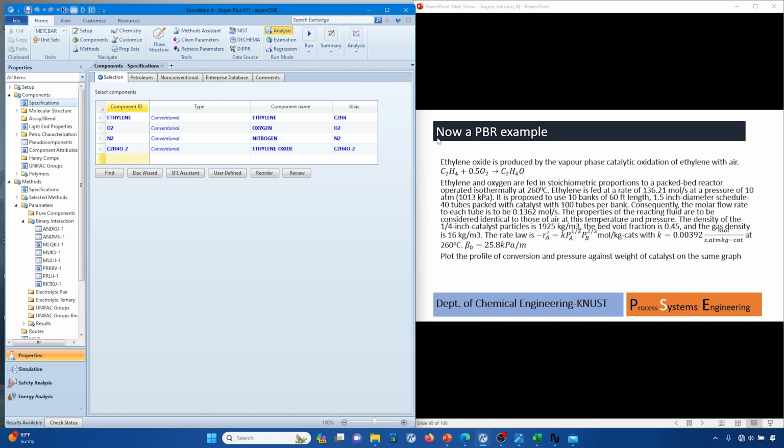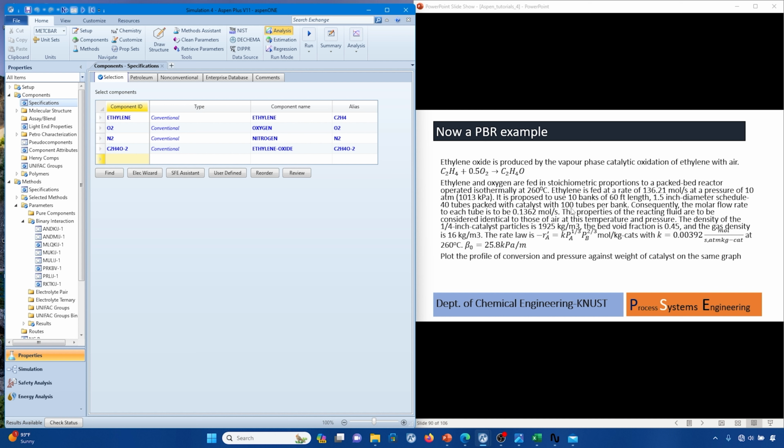So we have ethylene oxide is produced by the vapor phase catalytic oxidation of ethylene with air. We have a balanced reaction as shown. It's fed at this temperature, this rate. So a packed bed reactor, a multi-tube packed bed reactor. These are the two dimensions.